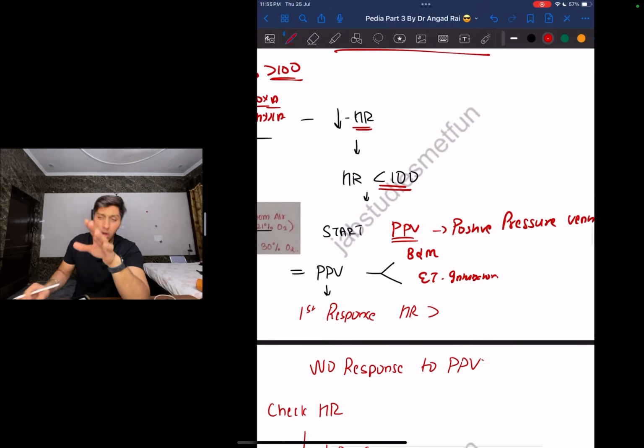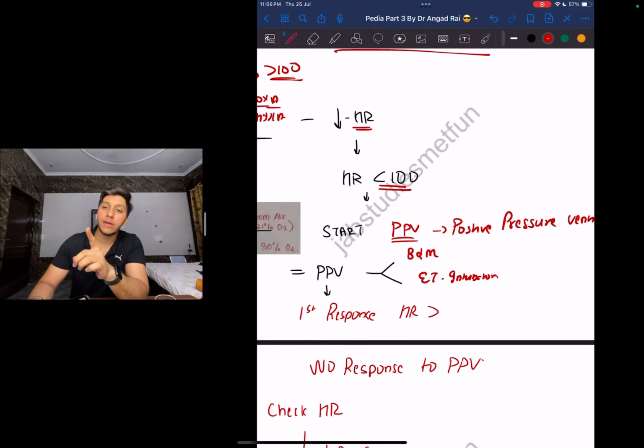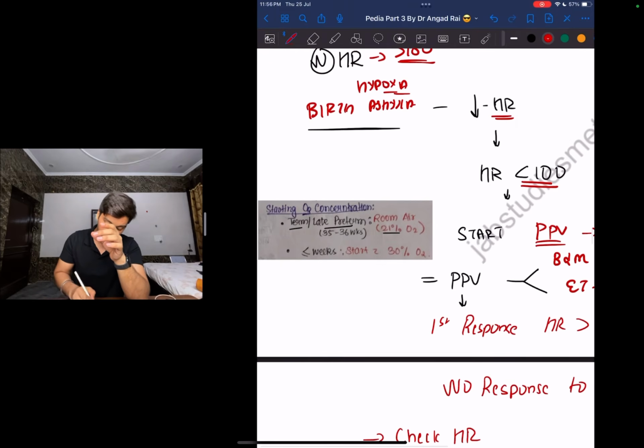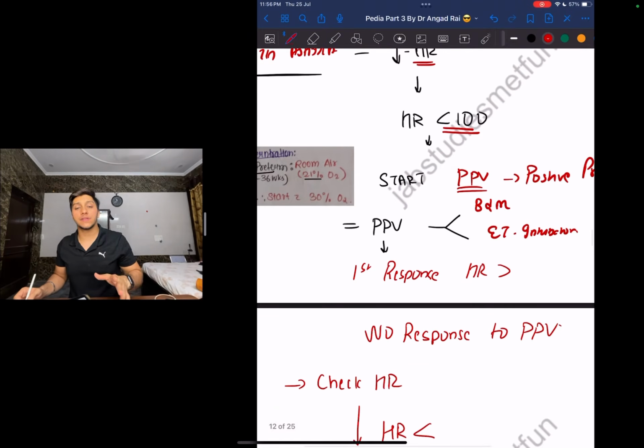Correct? Now when you're doing bag and mask or endotracheal intubation, another question they can ask is how much the oxygen concentration is. If the baby is a term baby or late preterm, you will give normal room air, that is 21% oxygen. If the baby is early preterm, less than 34 weeks or so, you have to give 30% oxygen. I have written it over here. Normal term and late preterm, 21; early preterm, 30%. Now you're doing positive pressure ventilation. If the baby starts responding and the heart rate is improving, good to go.